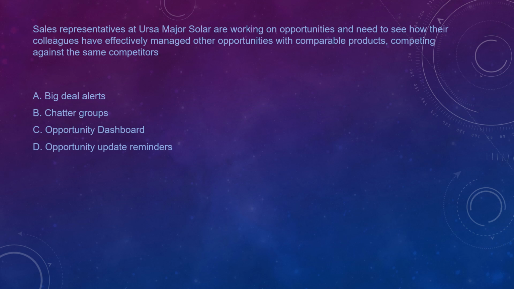Sales representatives at Ursa Major Solar are working on opportunities and need to see how their colleagues have efficiently managed other opportunities with comparable products competing against the same competitors. So essentially, what can you do to help the sales reps? A, big deal alerts. B, chatter groups. C, opportunity dashboards. D, opportunity update reminders.